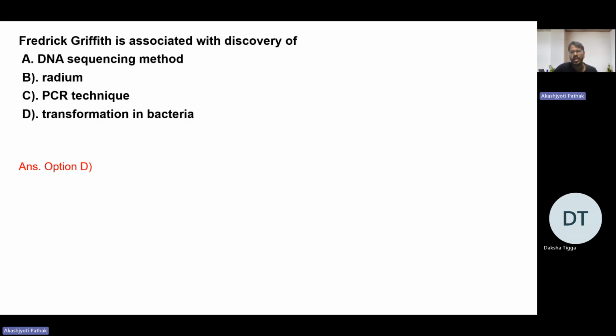So then he mixed the two, and what he found was that when the heat-killed S and the live R were mixed, the mice also died. Right? Heat-killed S and the R. So the concept of transformation was put forth by Frederick Griffith. So those are all the questions.